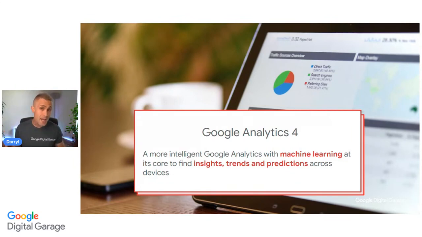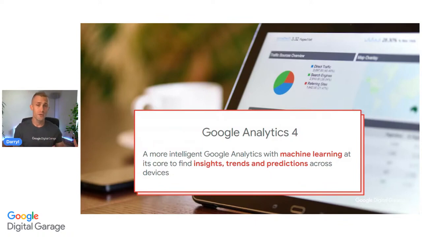The main update is that GA4 is more intelligent, with machine learning at its core to find insights, trends, and predictions. You can get a complete understanding of those customers across devices and platforms. A little bit of a tongue twister there. And you can view web and app interactions together. Incredibly useful. So if we now look at GA4, this is something that should be on everyone's mind.